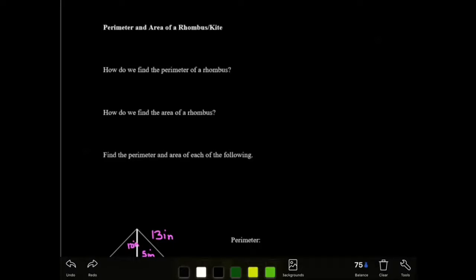Okay, so moving on, we're going to continue 9.6, and now we are on perimeter and area of a rhombus or a kite. So, again, in section 9.6, this is where we are. So first of all, how do we find the perimeter of a rhombus? This also is true for a kite. It's the same as it is for any other polygon.